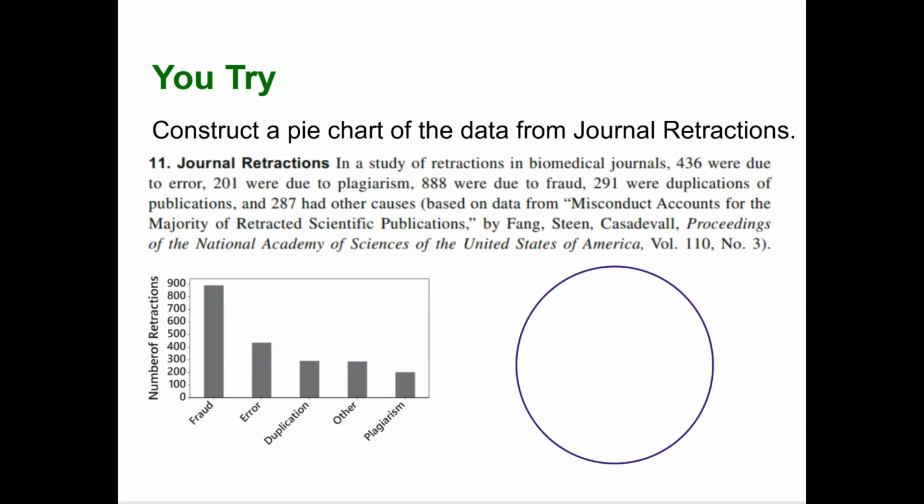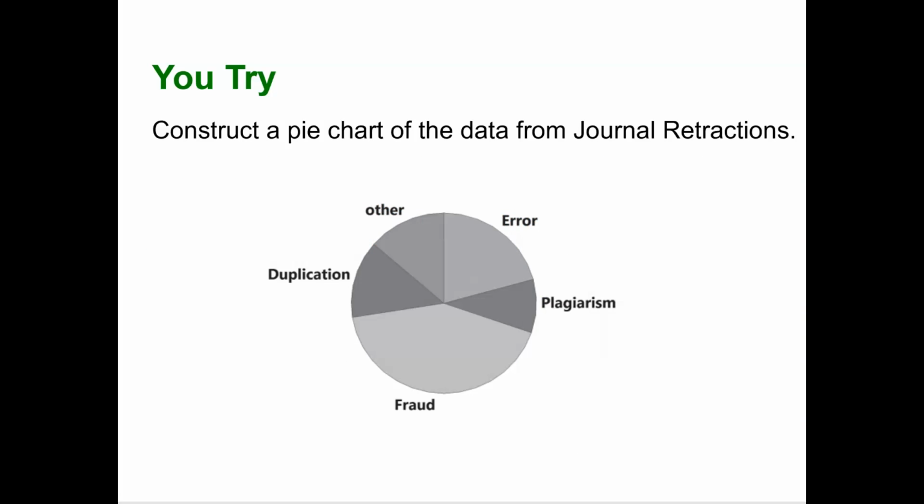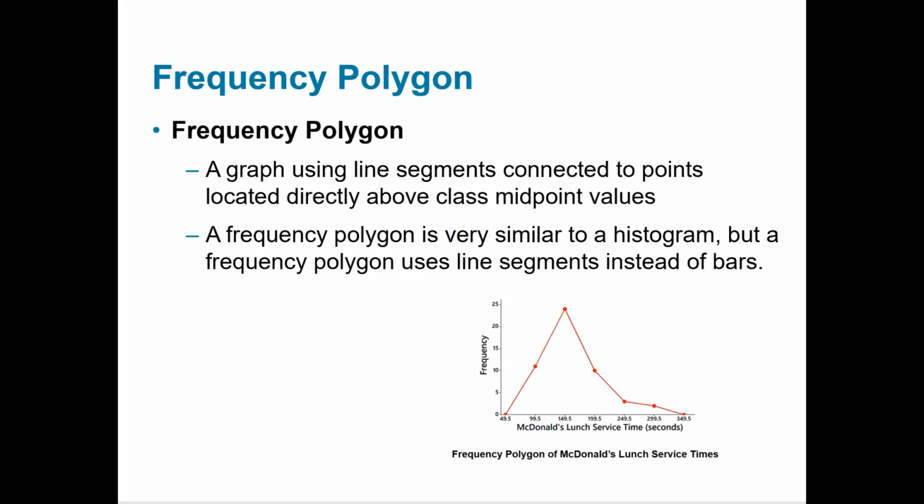All right, go ahead and give it a try with the Pareto chart that you built in the last example. And that's the solution. The next thing we're going to be talking about is a frequency polygon. A frequency polygon is a graph using line segments that connect points located directly above class midpoint values. So we're using the midpoints from a frequency distribution. It's very similar to a histogram, but instead of bars, we're using points. And again, it's just a different way to display data.